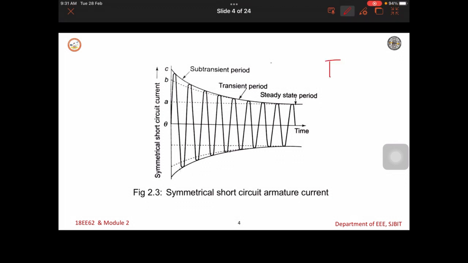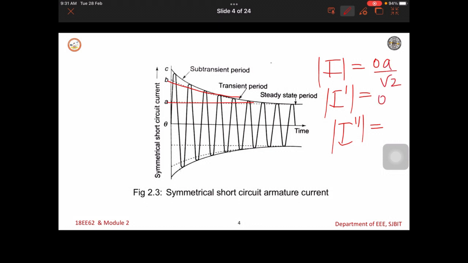So 0 to A will be the RMS value of the steady state current, I dash will be the RMS value of the transient current, and I double dash will be the RMS value in the subtransient. If you extrapolate this, it will come to B. If you extrapolate this, it comes to A. So the steady state current is OA by root 2, this is OB by root 2, and this is OC by root 2.